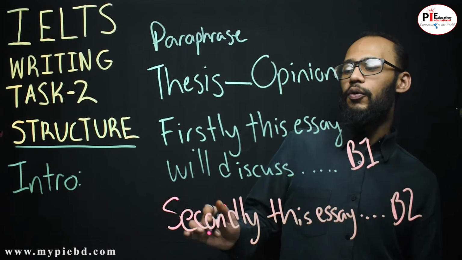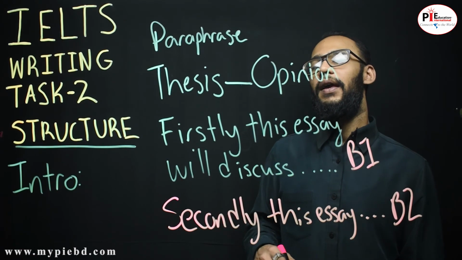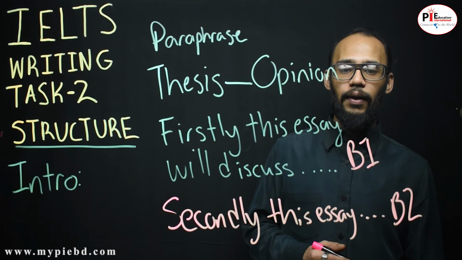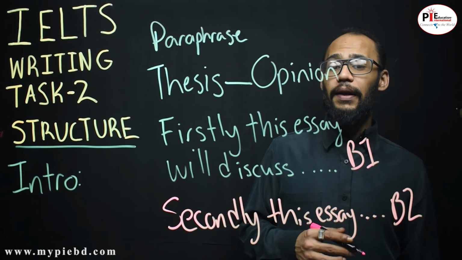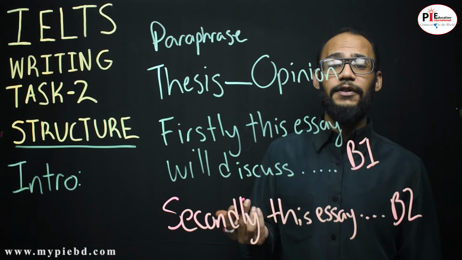Now, if you can include all of these elements in your introduction, you will have a band 7, 8, or 9 level introduction. Now, that's all for today, and I hope this gave you a little bit of information on how to start your writing test 2.